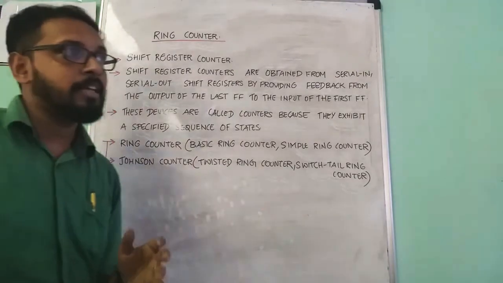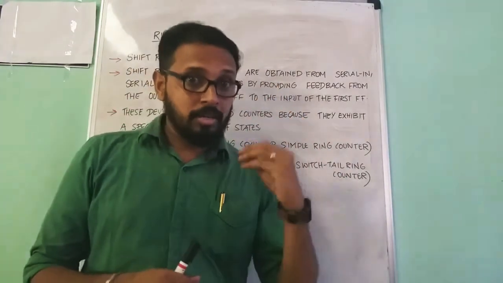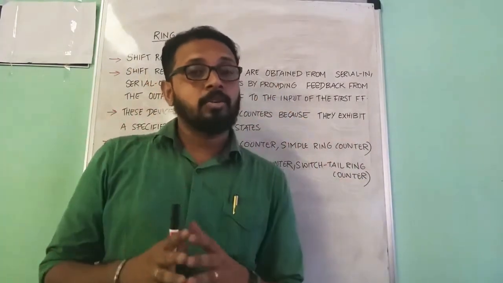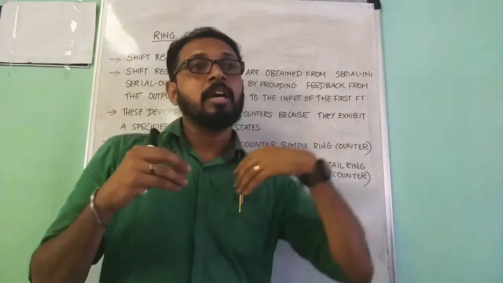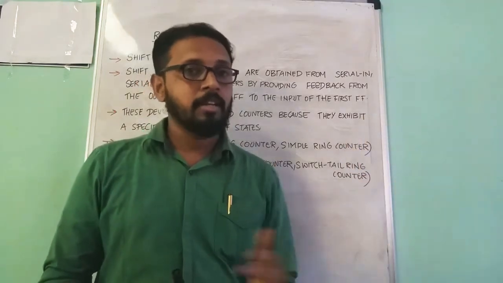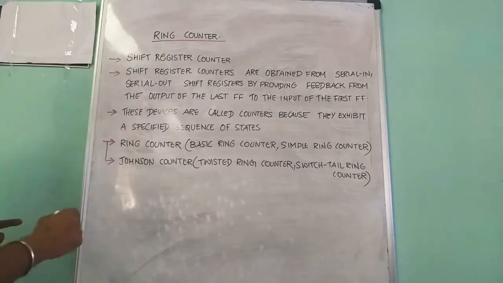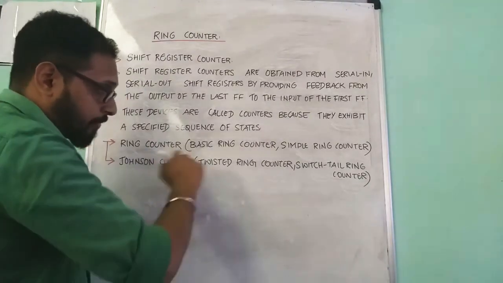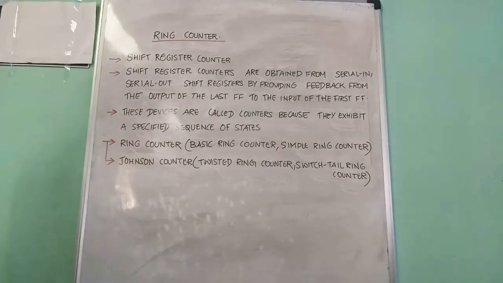We need to understand that a shift register counter is a special device that has the functionality of both a shift register and a counter. I will explain the reasons in the following statements. There are two basic shift register counters: one is the ring counter and the other one is Johnson counter.